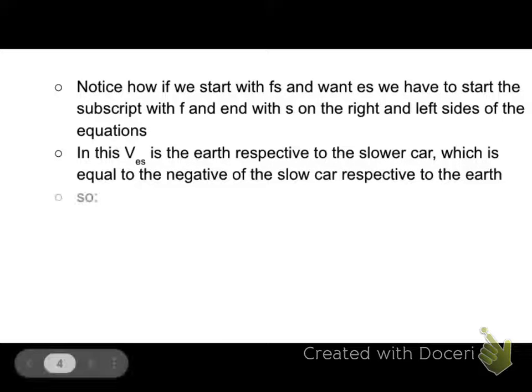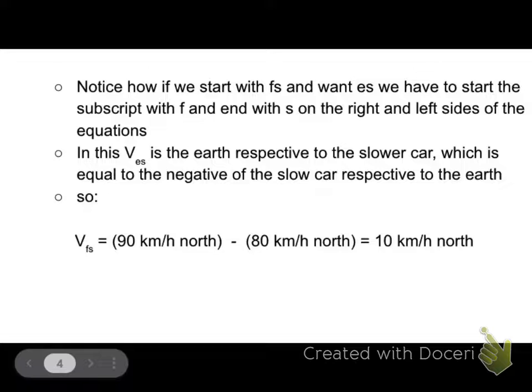So we can wind up with this, where the velocity of the fast car relative to the slow car is equal to 90 kilometers per hour north plus our negative 80, or in this case I've just simplified it to be minus, because plus a negative is like a minus. Minus 80 kilometers per hour north is equal to 10 kilometers per hour north, which we talked about as being that relative velocity between the two earlier. This is just a method to find it.